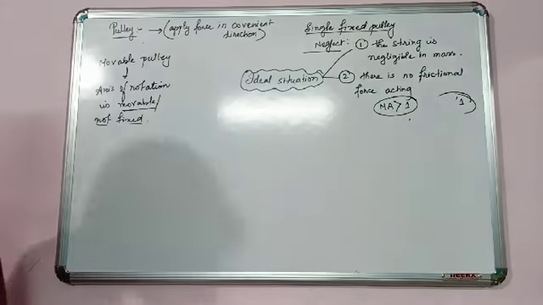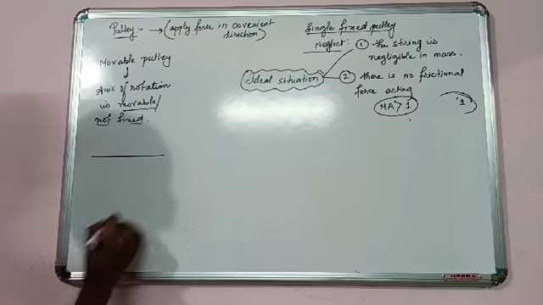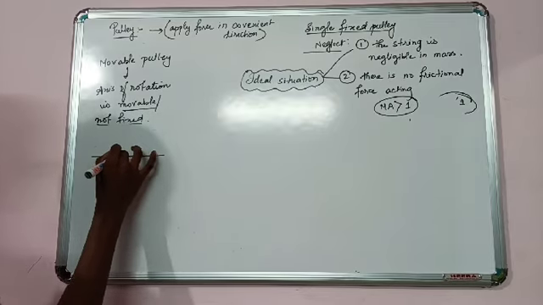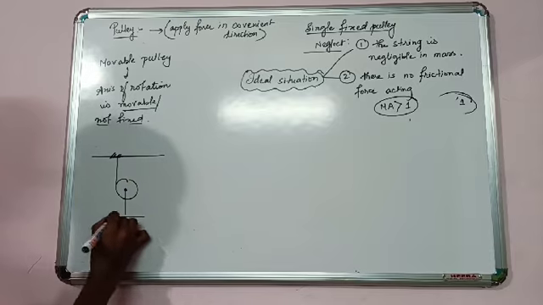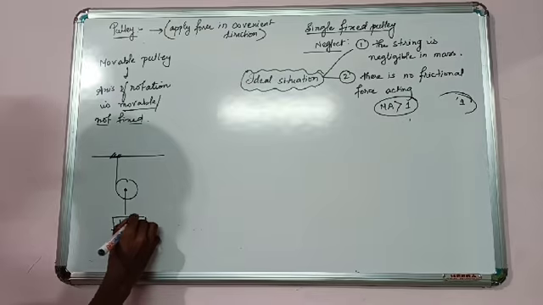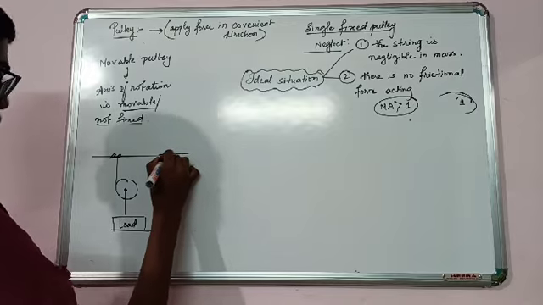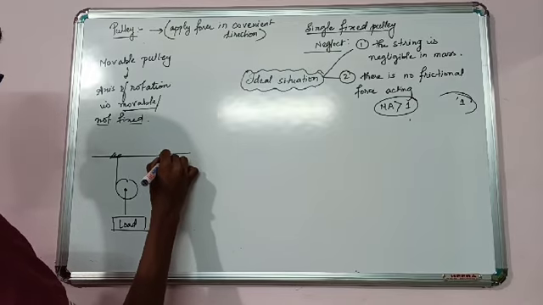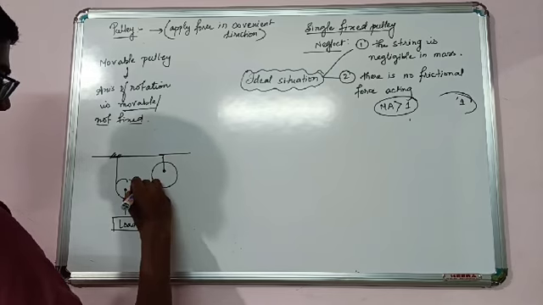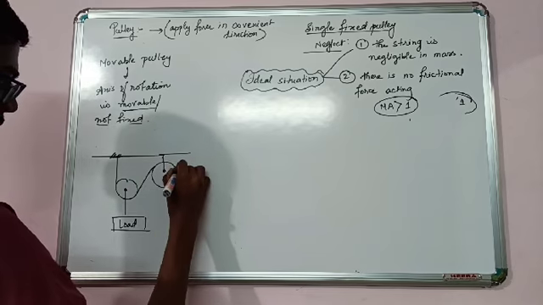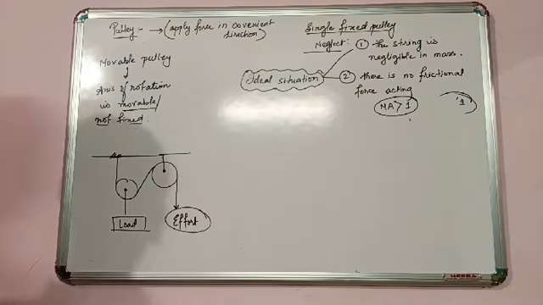What was my diagram basically? This is my diagram. There we are having a rigid support, one pulley, the string is fixed here with the rigid support, this side we are having the load hang, and we are applying the effort upward. Now instead of applying the effort upward, we are going to use a single fixed pulley here, and then apply the effort.